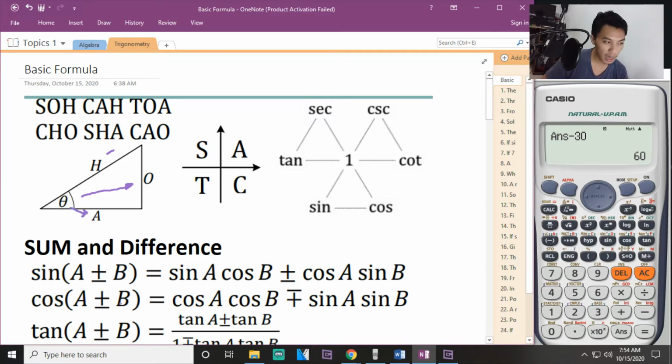Kapag katabi, adjacent. Kapag kaharap, opposite. Harap mo ako sa jeep, I am opposite to you. Katabi mo ako, I am adjacent to you. O ngayon, dito papasok si SOHCAHTOA. So, ibig sabihin, sin theta is opposite divided by the value of hypotenuse.